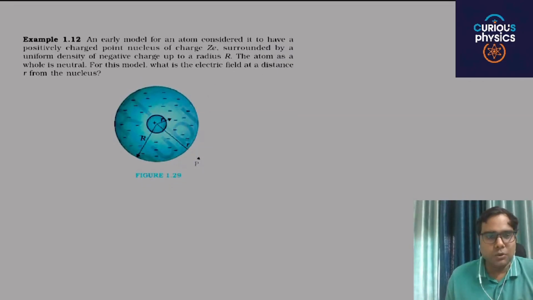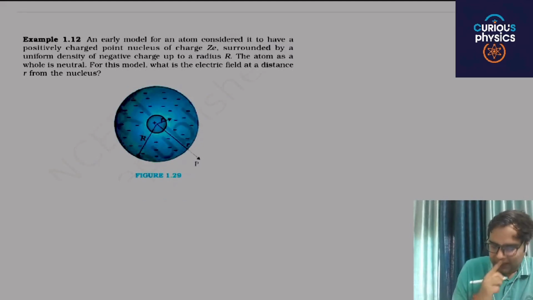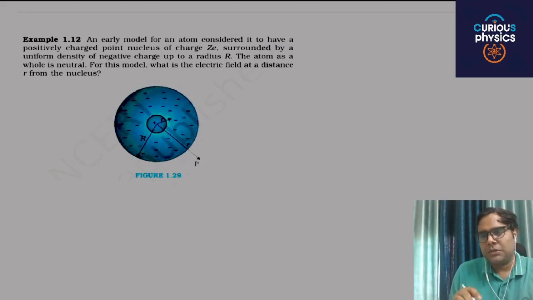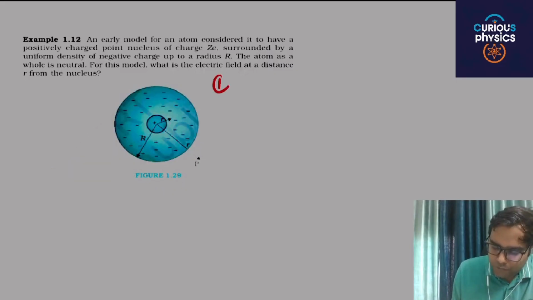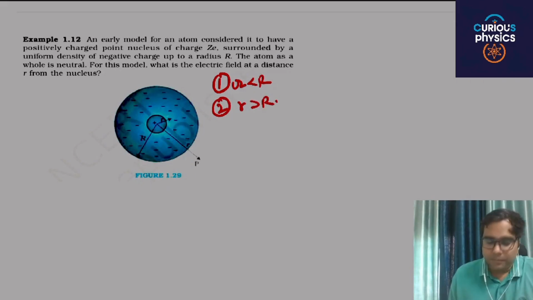So here there are basically 2 points again, but this particular example is given in your NCERT to make you understand how to use Gauss law with volume charge density. Here, in the first situation, you have to find the electric field where r is less than R, and in the second, where r is greater than R.